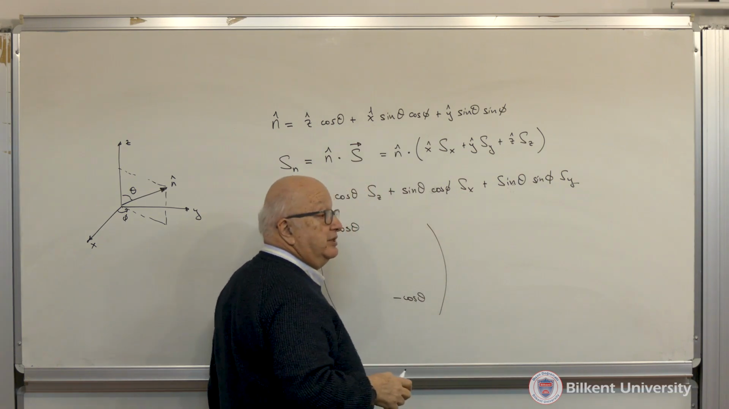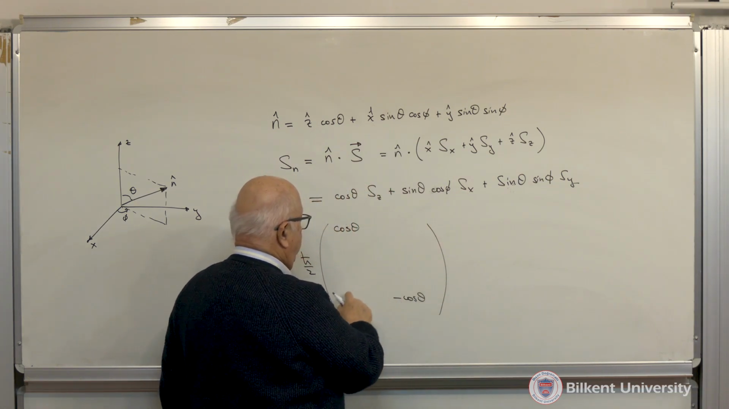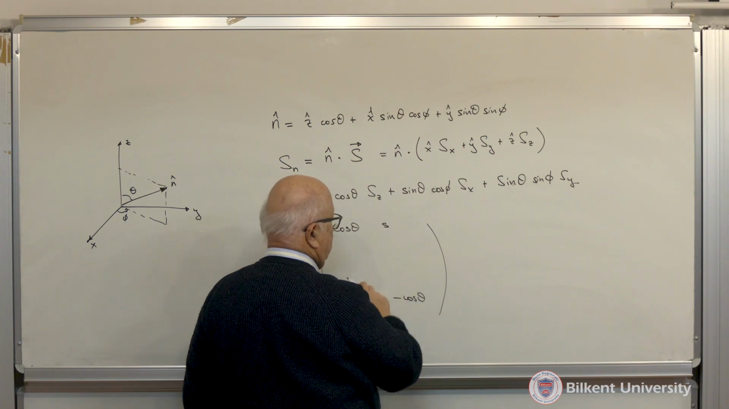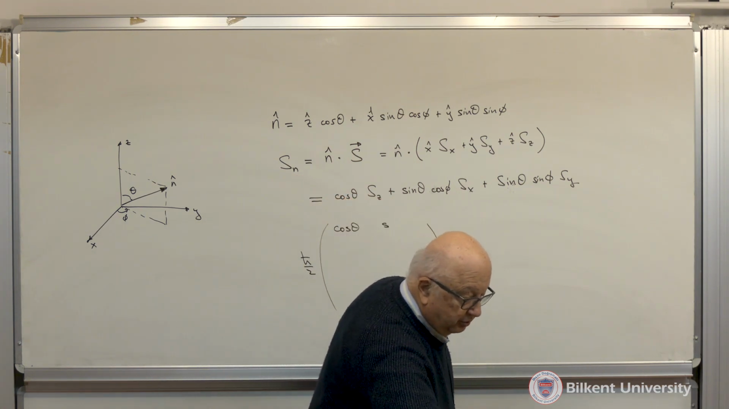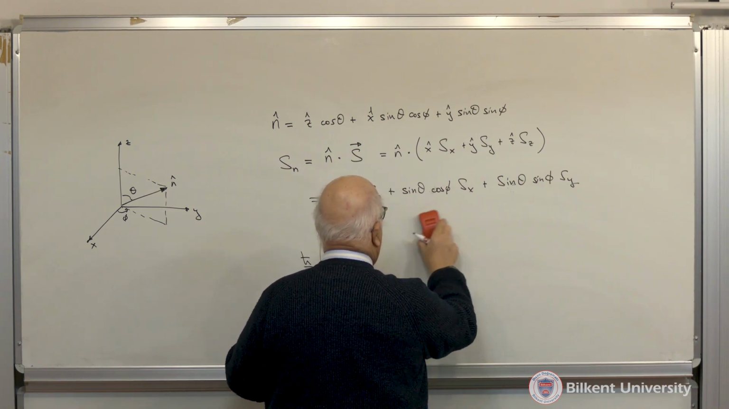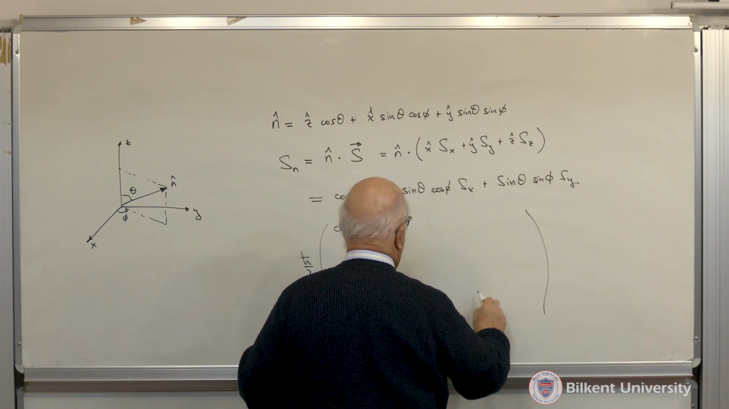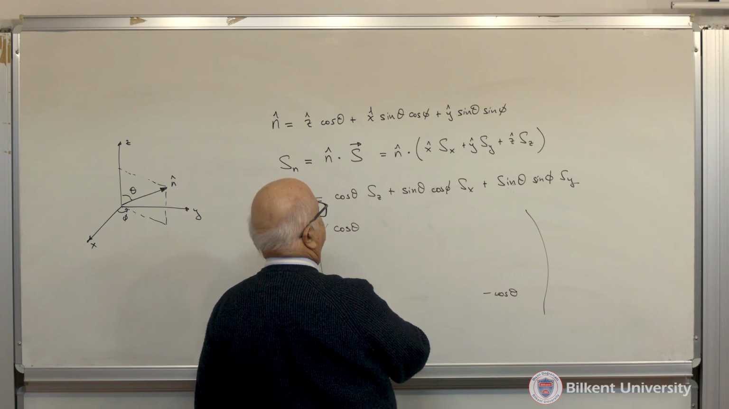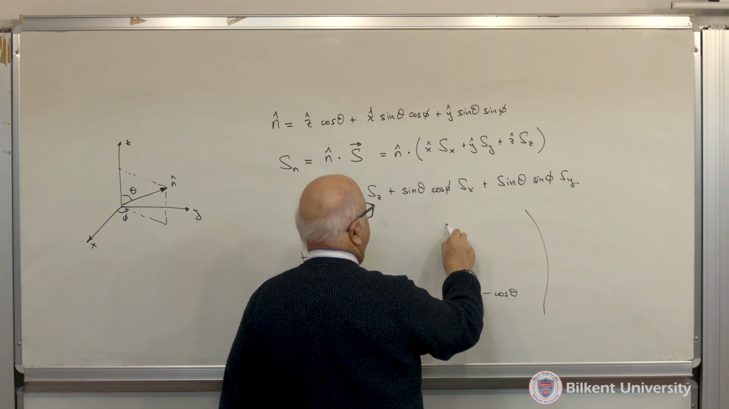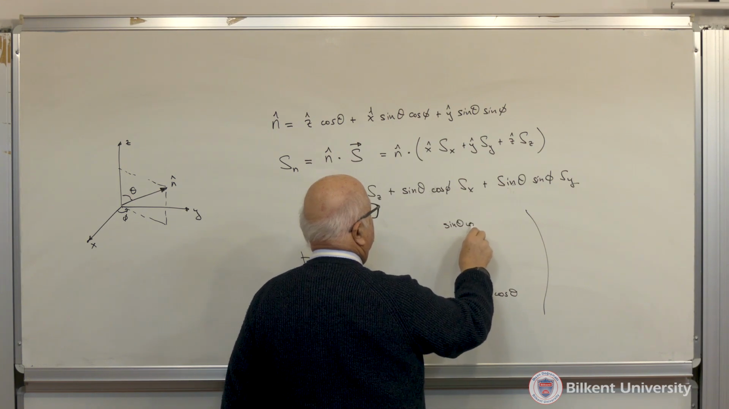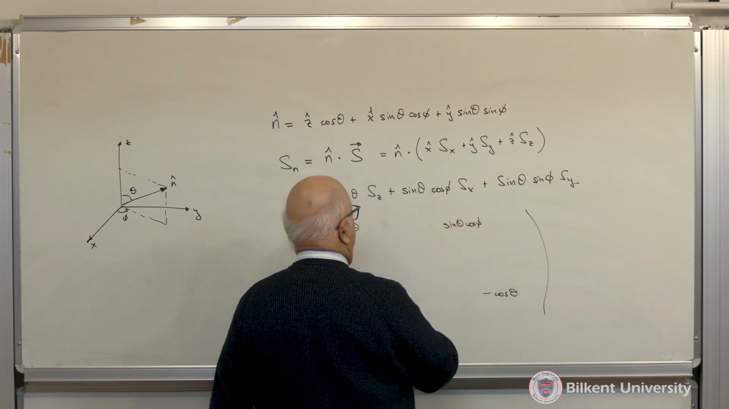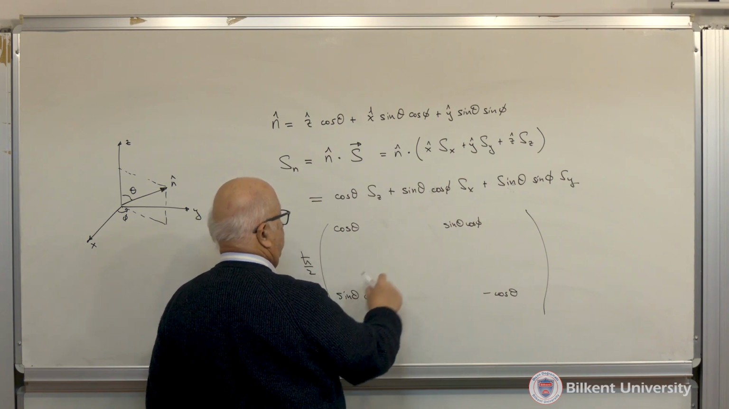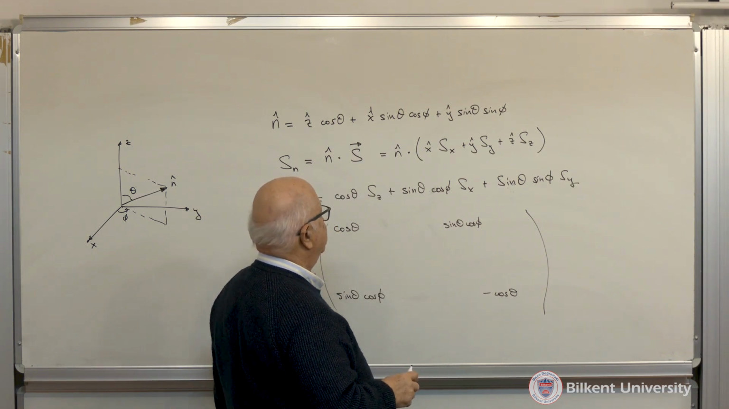Okay, so Sx was 1 and 1. So it's going to be sine theta. Well, maybe it's not going to fit, so let me just expand my matrix. Okay, so something like this. So minus cosine theta. And I have 1 and 1 here for Sx, remember? So it's going to be sine theta cosine phi, and sine theta cosine phi, okay, for the 1, 1 elements, right?